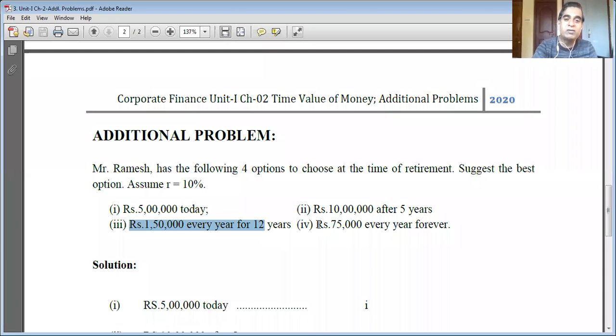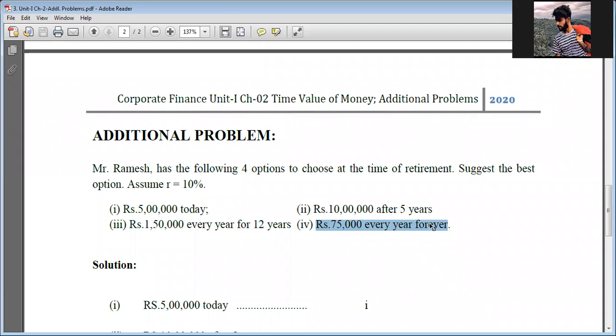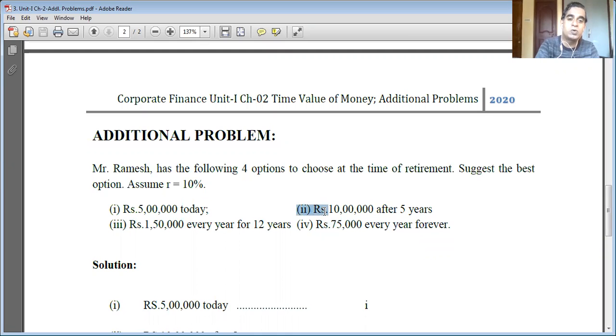Then 75,000 rupees every year forever. Forever means till he dies. Perpetuity. Present value. Yes. Very good, everyone. Though it is every year, there is no definite time period. It is for an indefinite time period, forever till he dies. So we just need to find out the present value of 3 options, 2, 3, and 4.